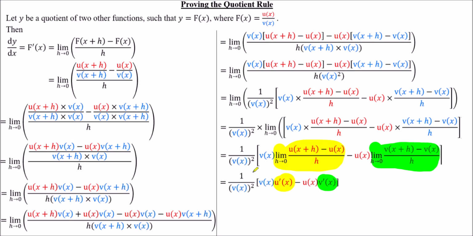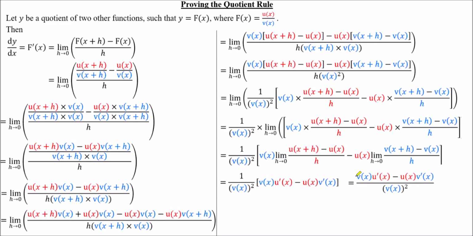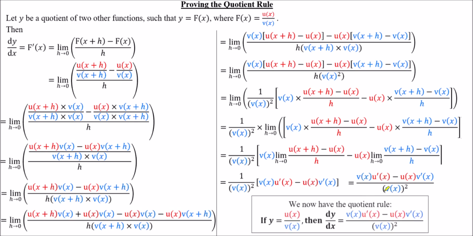And so it all simplifies down to 1 over v of x all squared, v(x) u dashed(x) minus u(x) v dashed of x. Putting it in a neater form with the v of x squared underneath as the denominator, we have this here. And this is actually the quotient rule, which we've got now. So we now have the quotient rule.